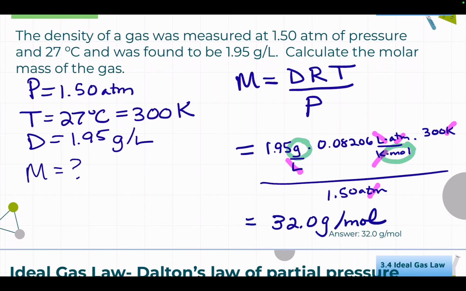So that is a scenario that you could see in a lab if you knew the temperature in the room, the pressure in the room, the density of the gas at that particular temperature, then you could easily calculate the molar mass of the gas and then maybe identify what the gas is.